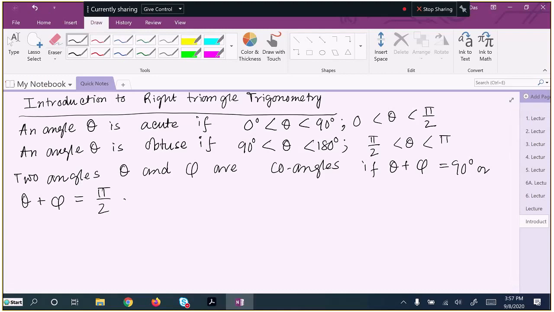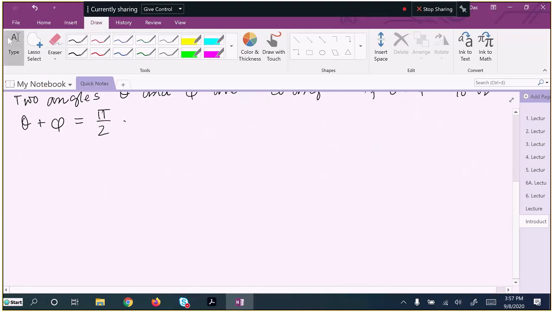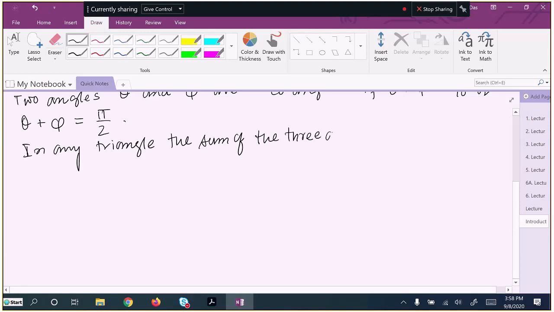So let's talk a little bit about the sum of the angles in a triangle. In any triangle, the sum of the three angles is necessarily equal to 180 degrees or pi.